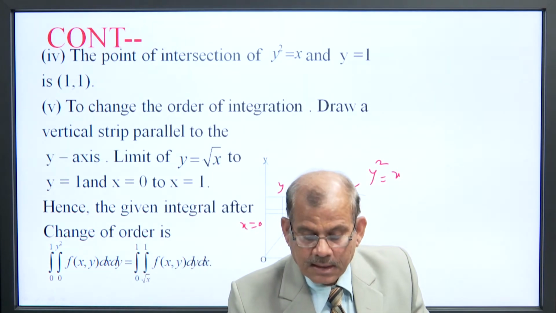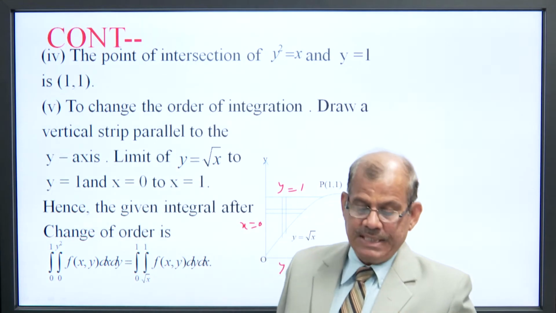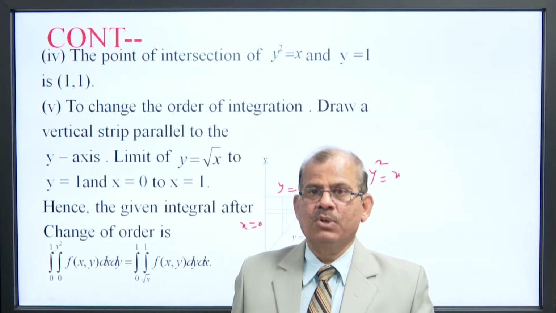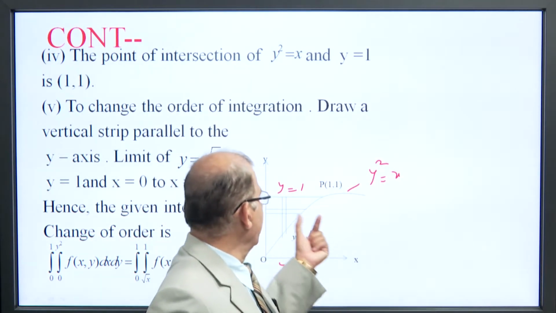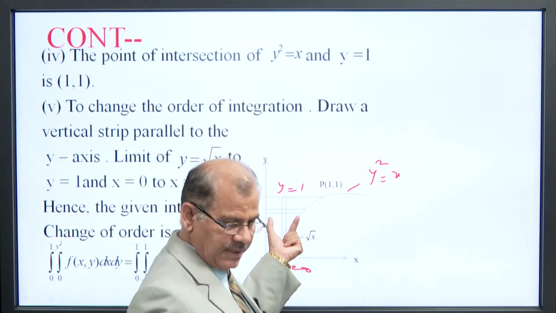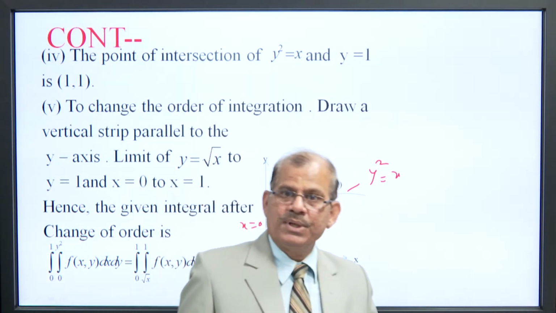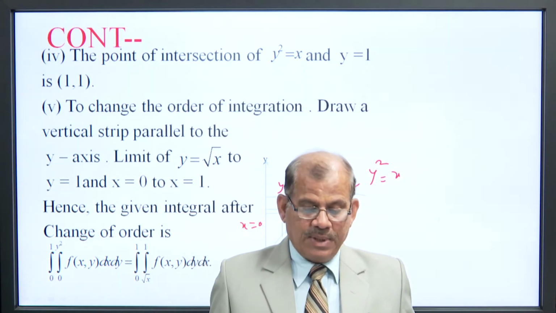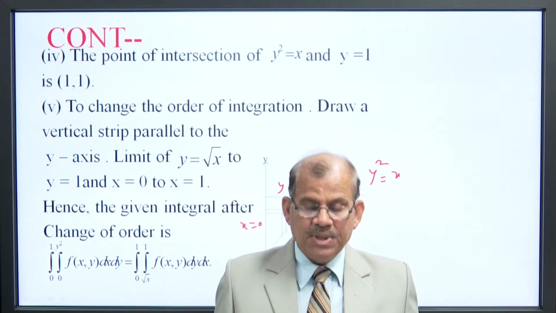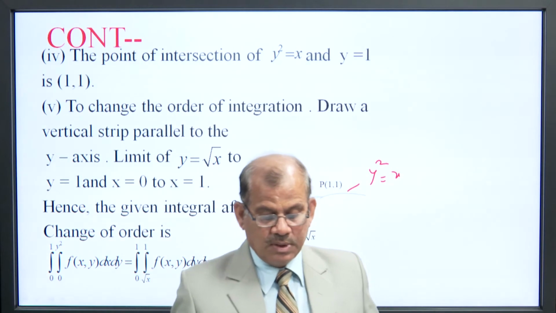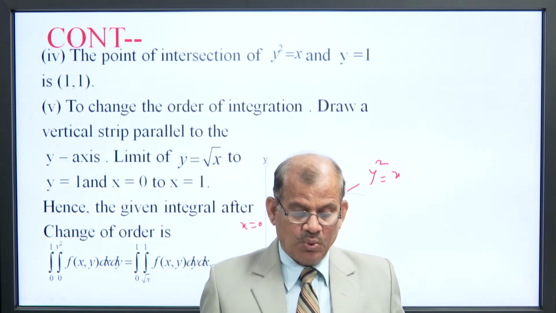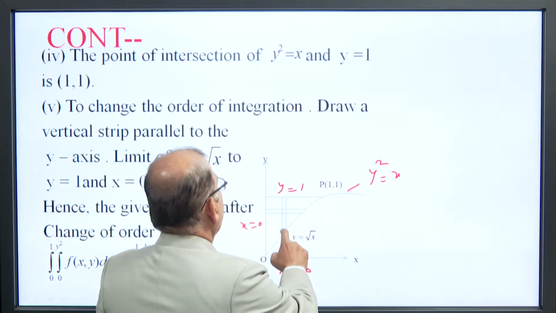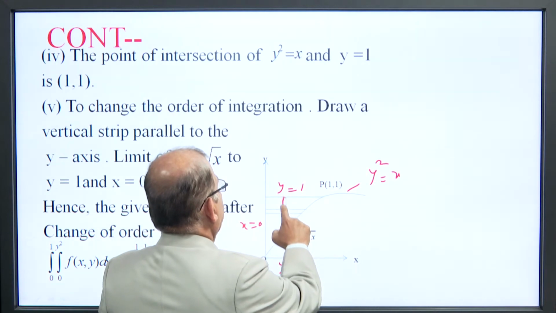To change the order of integration, draw a vertical strip parallel to the y axis. Since the variable limit of x is given, we have to find the variable limit of y. The limit of y is from the lower limit y equals root x to the upper limit y equals 1.